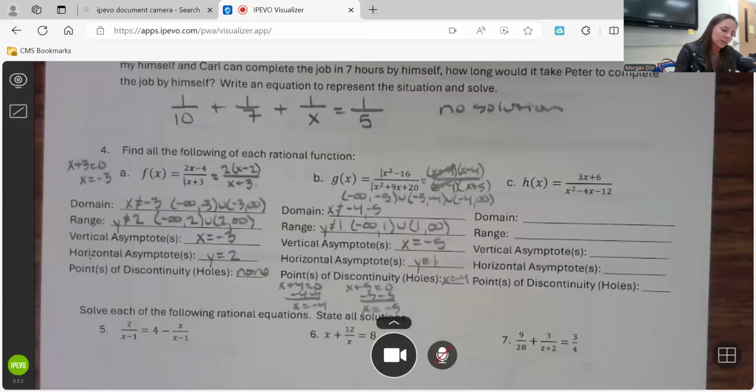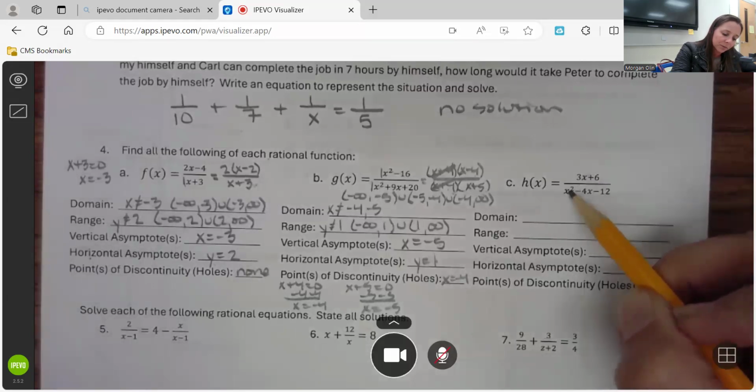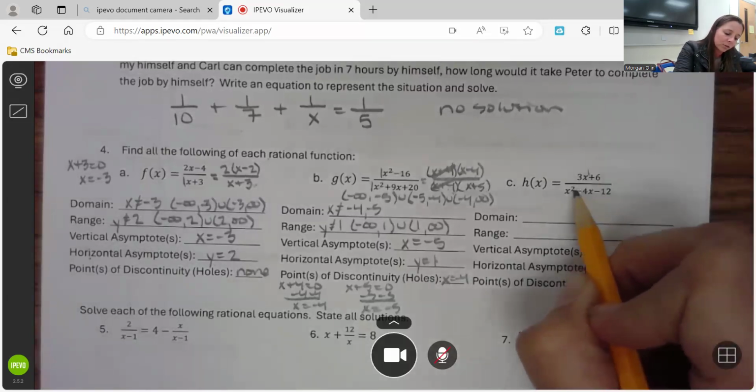All right, so this one right here. Horizontal asymptotes. Let's look at the degree. The degree up top is 1, the degree here is 2.